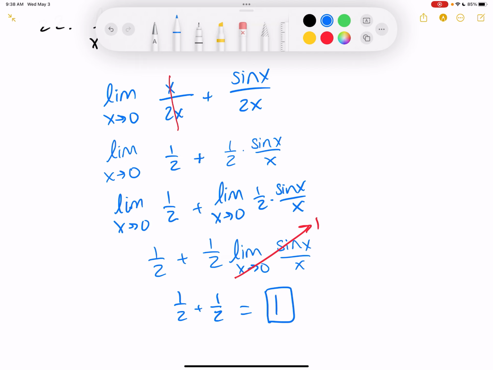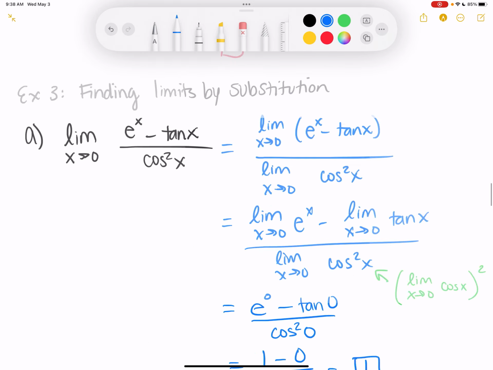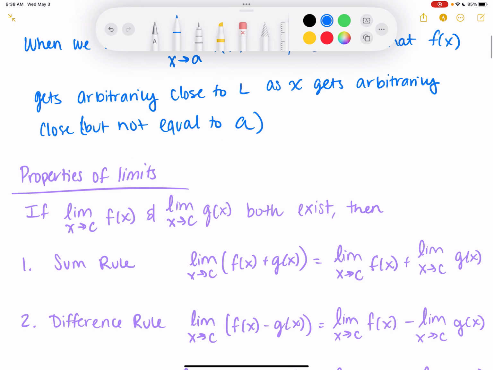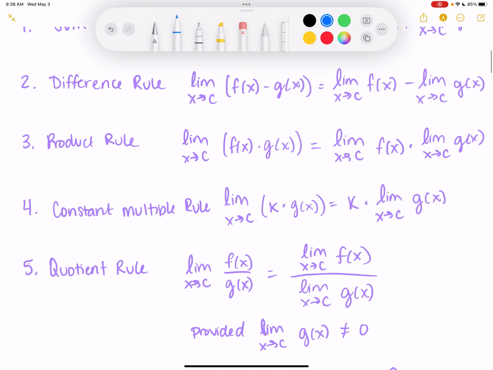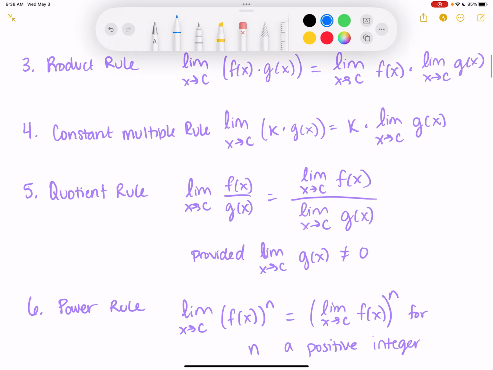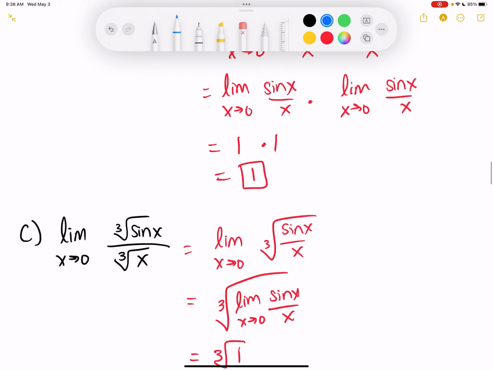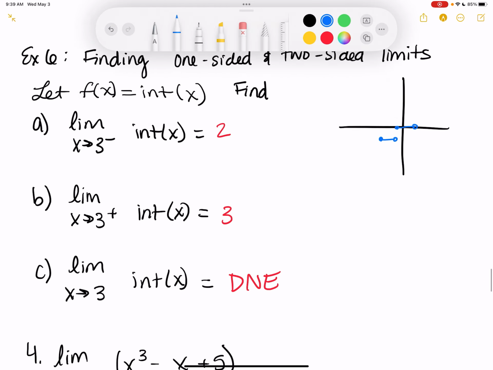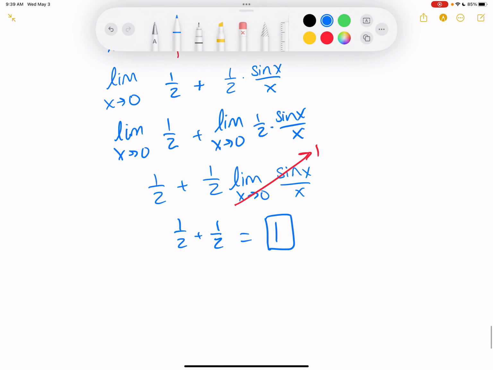I'm gonna put in my notes. What was it? The constant multiple rule. It was like rule number 4, maybe? Yeah, rule 4. So in that problem, we used rule 1 and rule 4. Can you explain rule 4? Because even though I wrote it, it does not make sense.